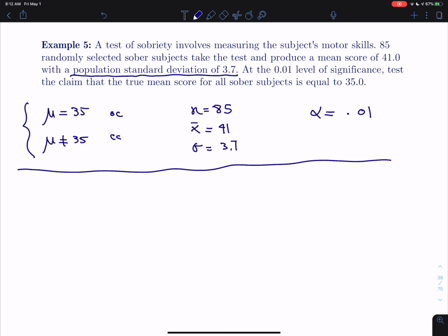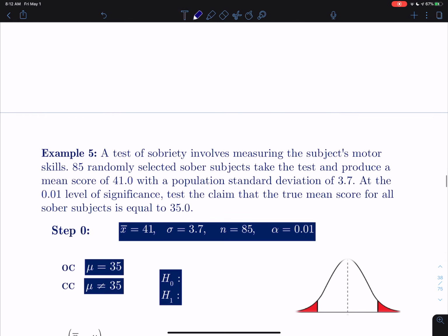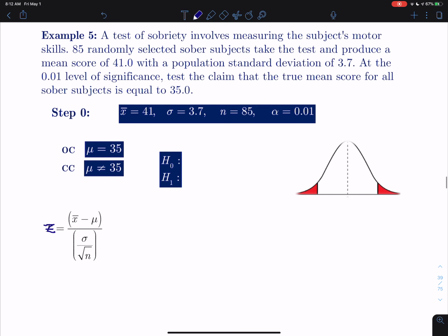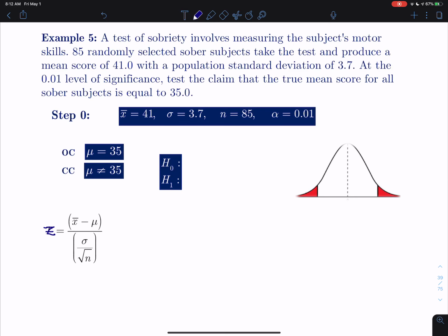Now I have to put this in my regular four steps: the null, the alternative, the test statistic, the rejection region, and a decision and a conclusion. Okay, so I've written it for you here. So x bar is 41, sigma is 3.7, n is 85, alpha is 0.01. Now I have my original claim and my counterclaim. My null hypothesis will always be the equality statement, so mu equals 35, which here is the status quo. And the opposing statement is that it's not equal to 35, and that's labeled as the counterclaim.